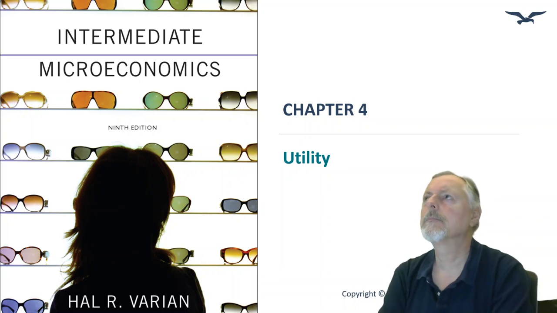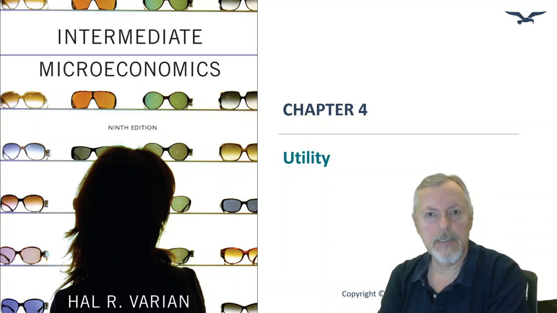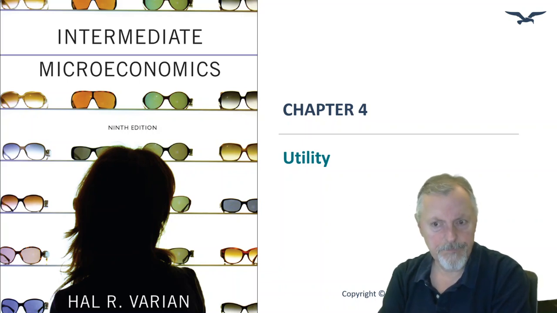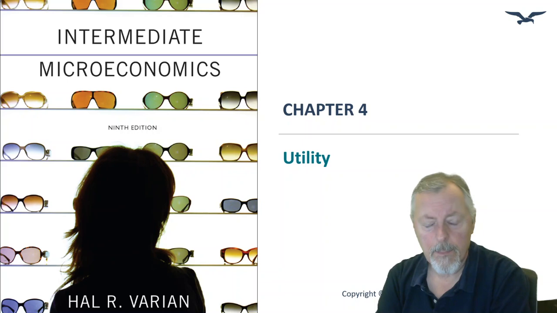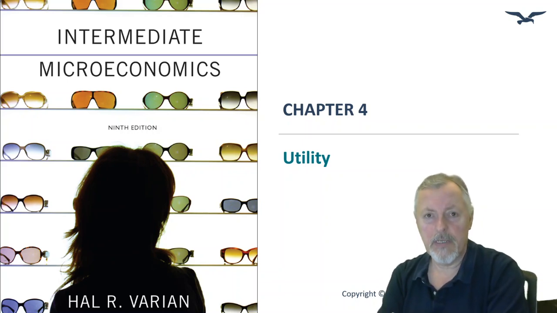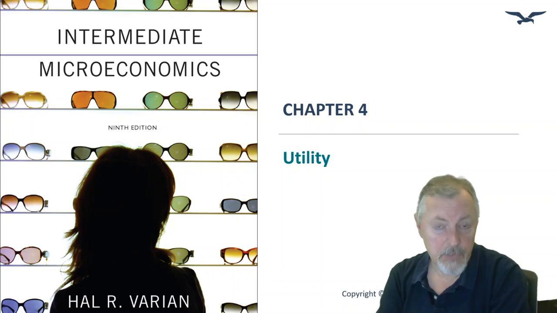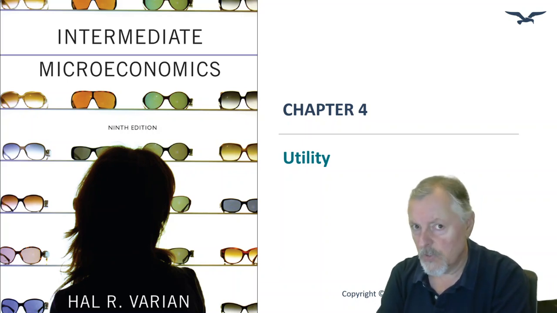Utility, something has more utility than something else. Item A has more utility than item B if, when presented with A and B, you choose A when you could have had B. That's all it means.